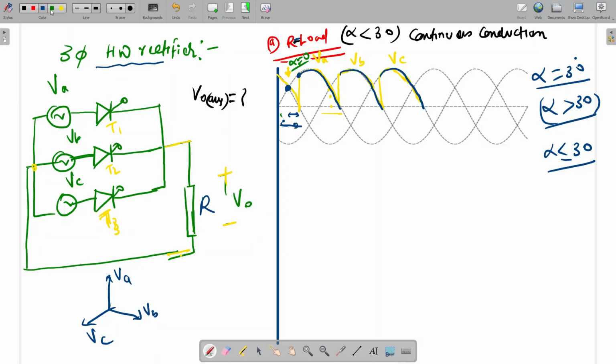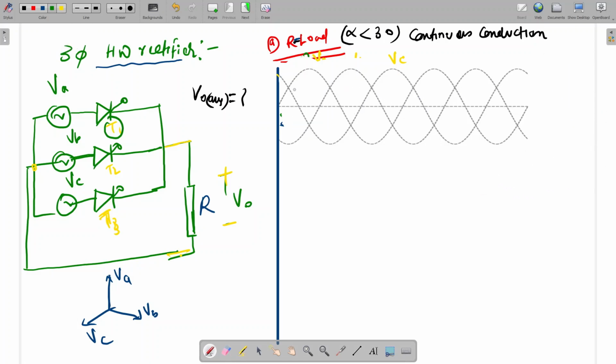This point we are assuming as alpha equal to 0. So from here, if we measure in this direction, this is alpha equal to 30 degrees. So at 30, if we trigger T1, then what will happen? VA will appear in the output. Okay, so I am going to draw for alpha less than 30 degrees. Alpha less than or equal to 30 degrees, what will be the waveform?